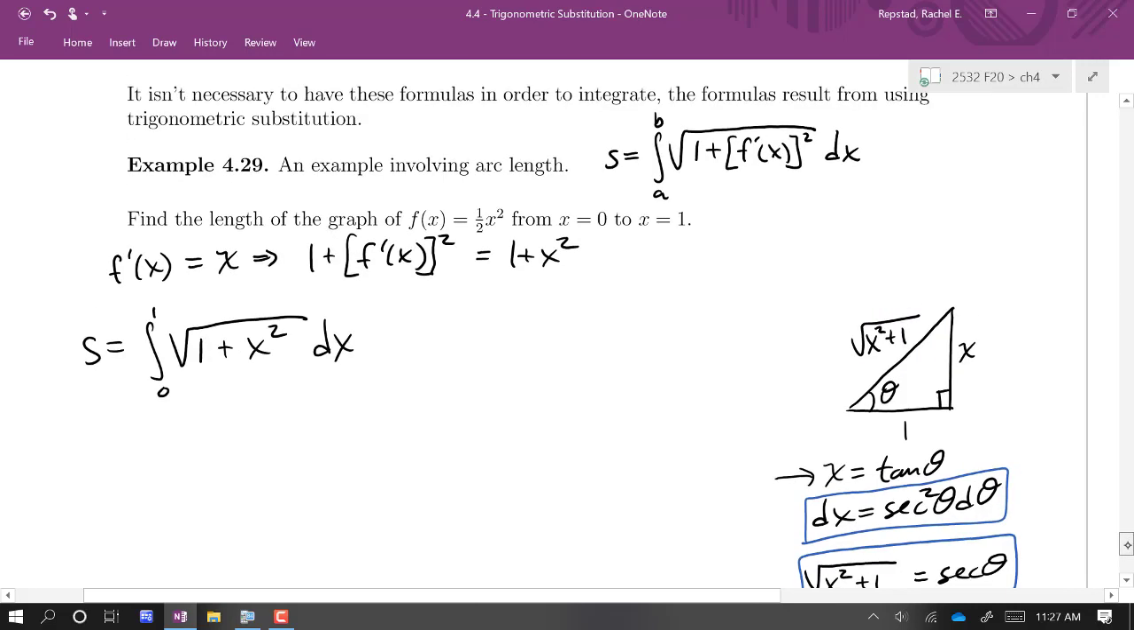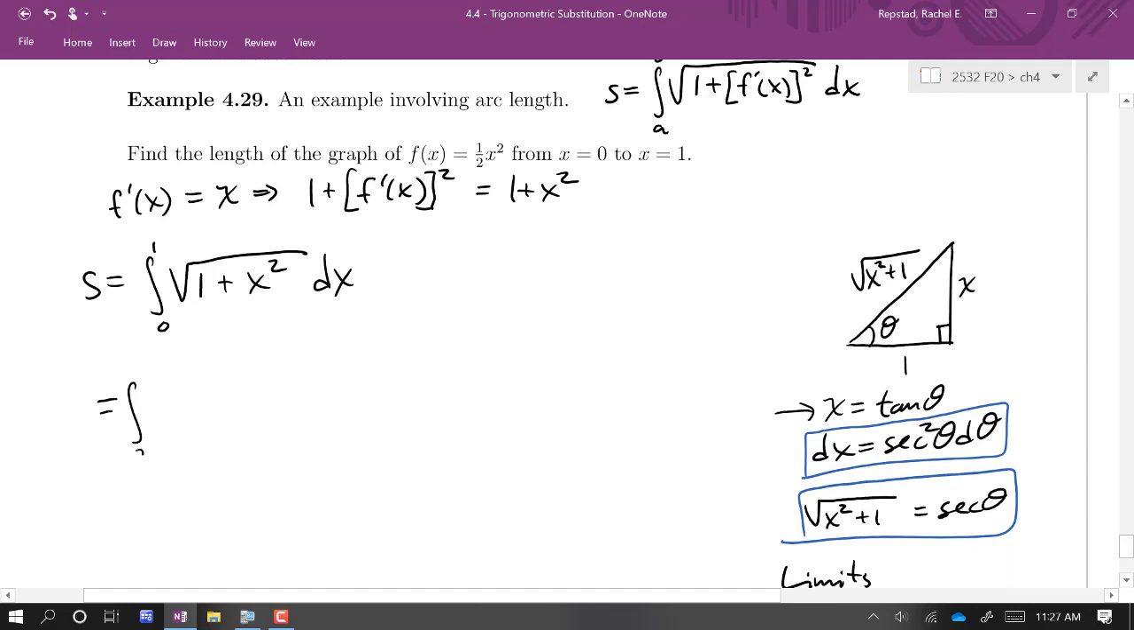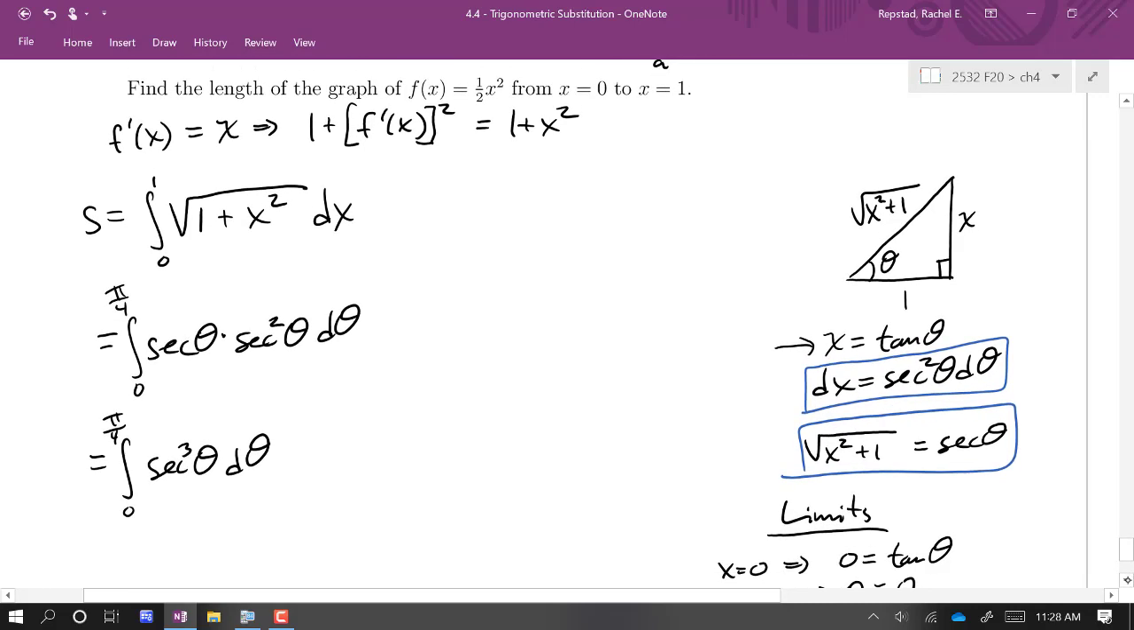So let's rewrite this integral. This is going to become the integral from 0 to pi over 4 of secant theta times secant squared theta d theta. Simplifying, we get the integral from 0 to pi over 4 of secant cubed theta d theta. So this is a good opportunity to have a nice callback. This particular integral can be a little tricky, but we already worked it out.